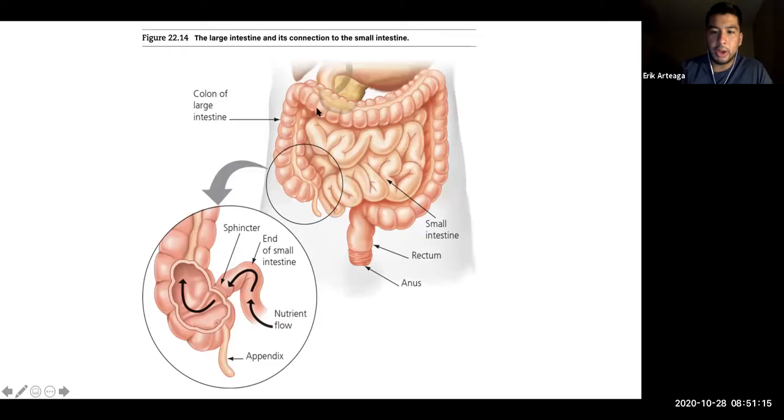All right, so here you have the transverse colon. You have the colon: ascending colon, transverse, descending colon, and then you have the anus and rectum, where you're going to store the feces. The appendix, again, it's considered one of those useless organs.